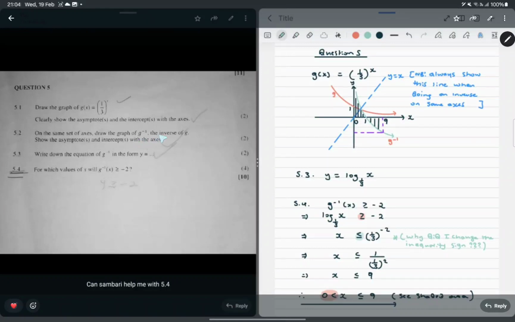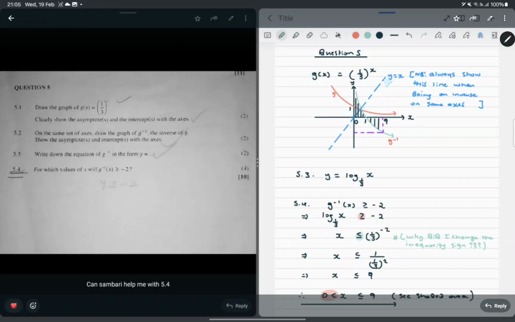Then the next question says we need to draw on the same set of x's the inverse of g. And of course, the inverse of g is the green graph. Okay, so that's how it looks. And then of course, we know that these points are going to be symmetrical. What is the y-intercept here becomes the x-intercept, and vice versa.